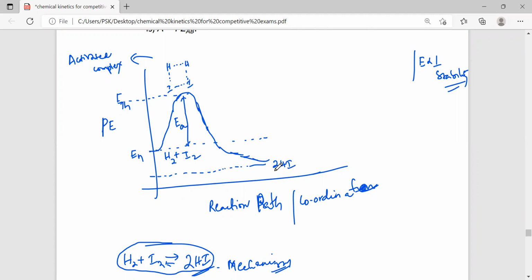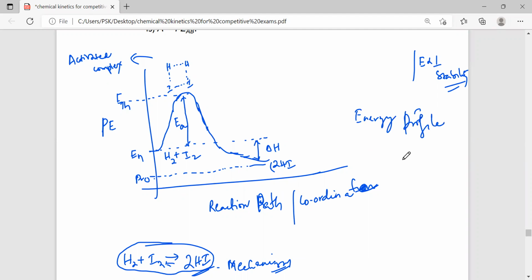Now you can see the products which are formed have lesser energy compared to the reactants. The difference between the energy possessed by the reactant and the product is represented as delta H. Are you following? This is called the energy profile diagram.